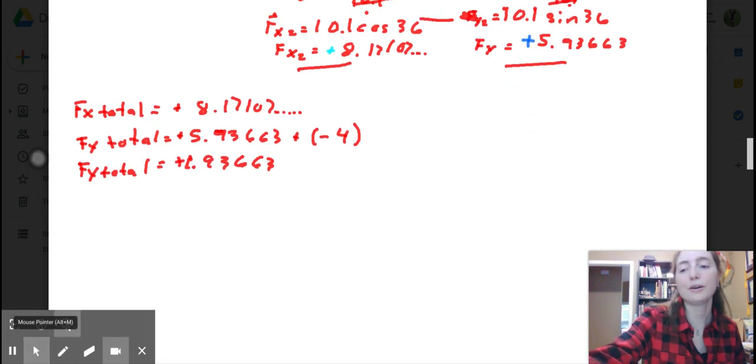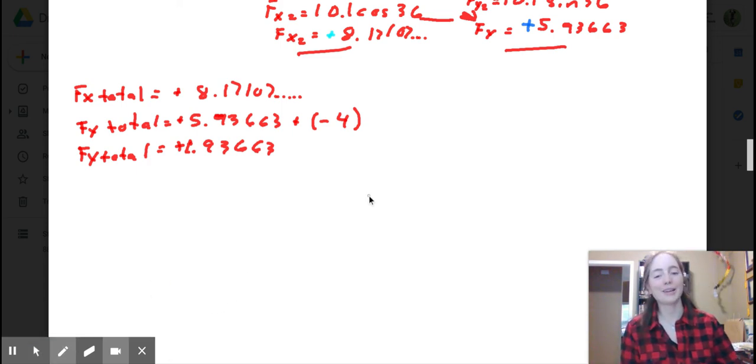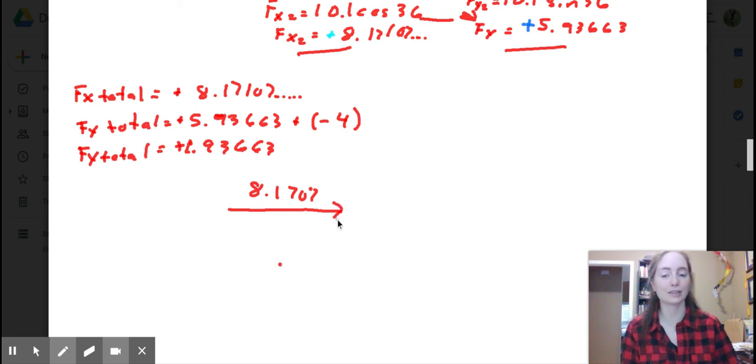Okay, I scroll down. And now that I have my x and y totals, I can make my vectors on the x and y with this guy. I can draw my new triangle. So my x total is going to be 8.17107 newtons going towards the east because it's positive. And now my next vector, ladies and gentlemen, is going north, my 1.93. I am actually going to write this a little bit neater here. I'm going to write this underneath this arrow instead of on top.